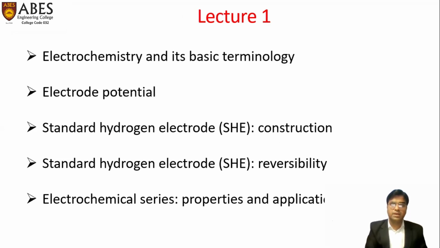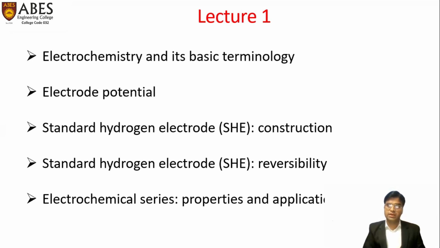lecture-wise. In Lecture 1, we shall discuss what electrochemistry is and some basic terms which are used in it. After that, we shall discuss electrode potential. We shall discuss how it is generated and what its role in electrochemistry is. When we measure the electrode potential, we need a reference electrode, and the standard hydrogen electrode is one of the reference electrodes which is very frequently used.